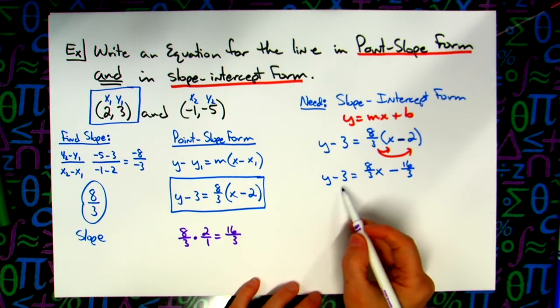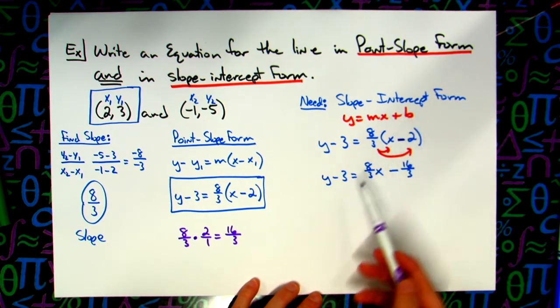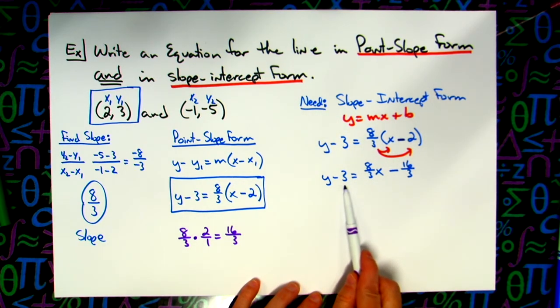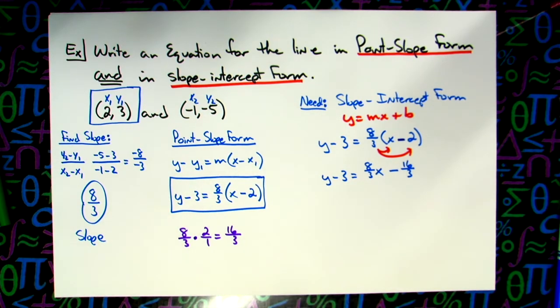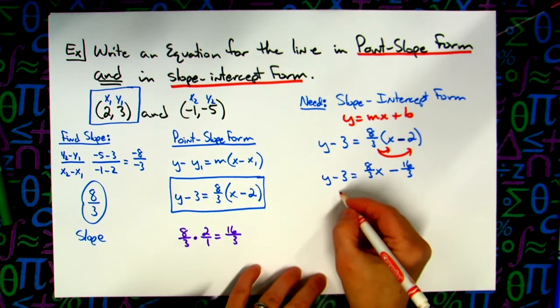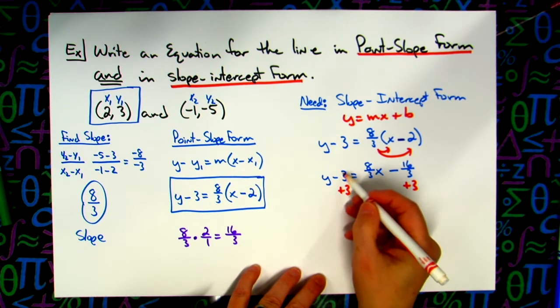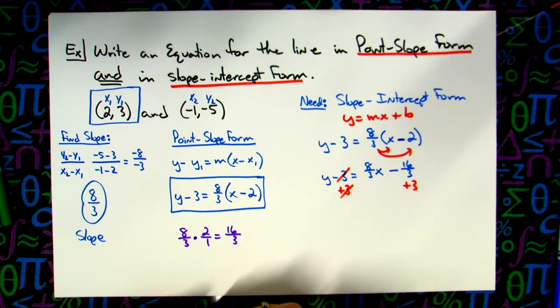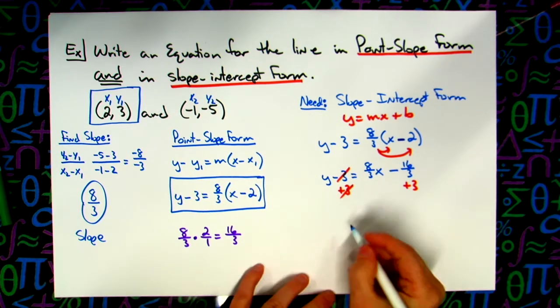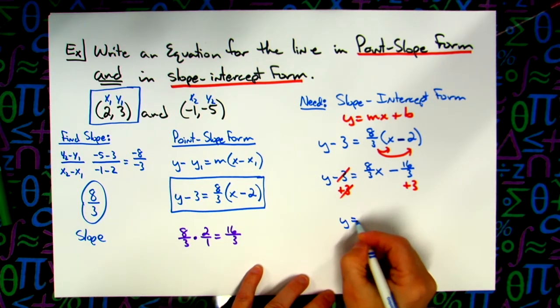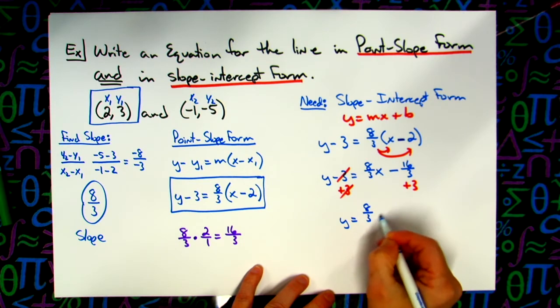Now, am I in slope-intercept form yet? No, because right there is a negative 3. I've got to move it over to the other side. So I've got to add 3. I'm going to add 3 here. I'm going to add 3 here. Negative 3 plus 3 goes away. Now I'm going to have y equals 8/3 x.